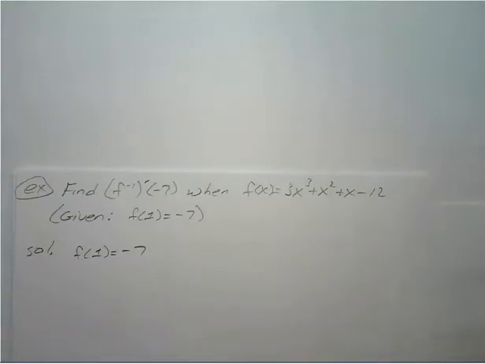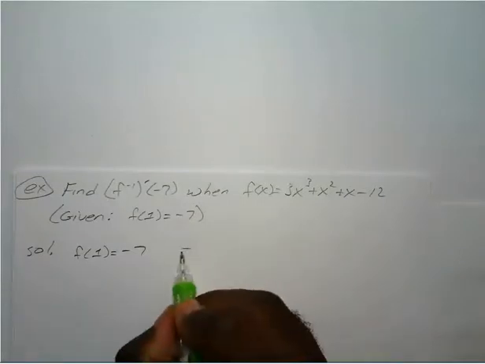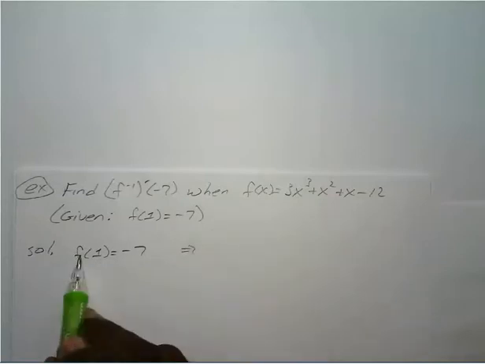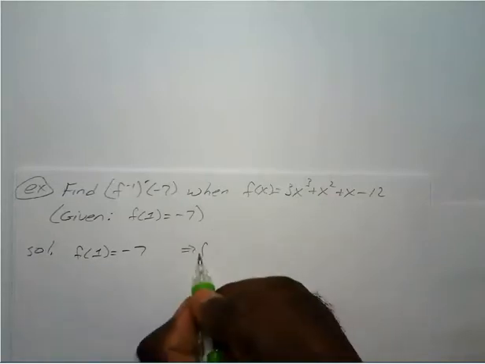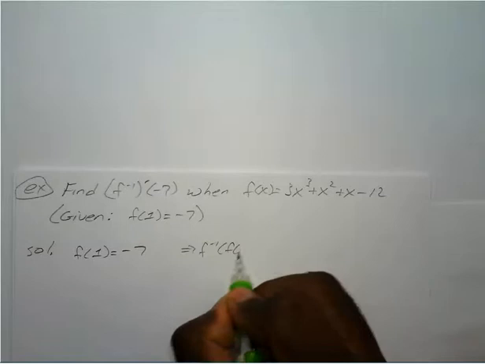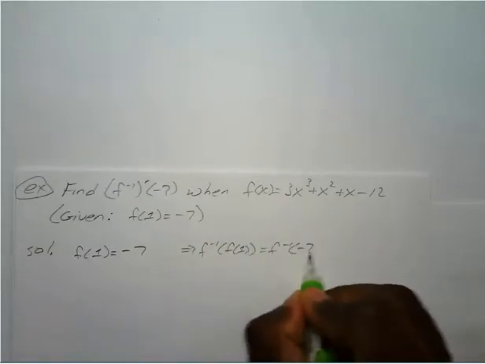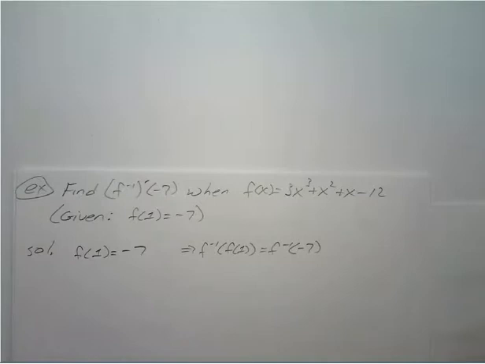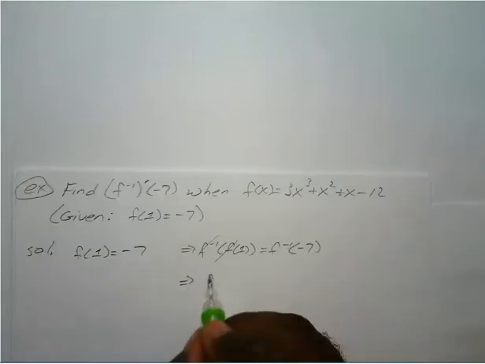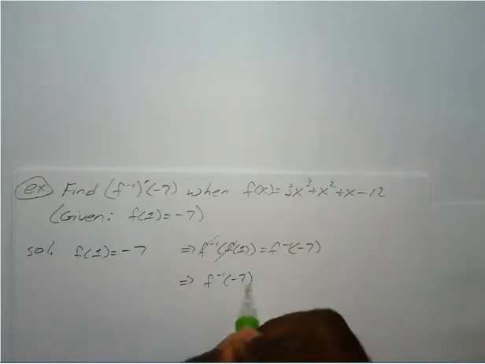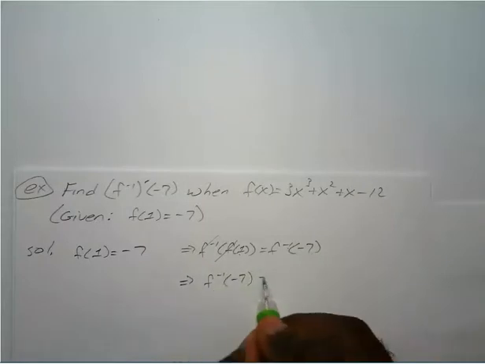Okay, so what we have to do now is find the inverse. If we apply f inverse to both sides, you have f inverse of f of 1 is equal to f inverse of -7. Since those two cancel each other out, you see that f inverse of -7 is equal to 1.